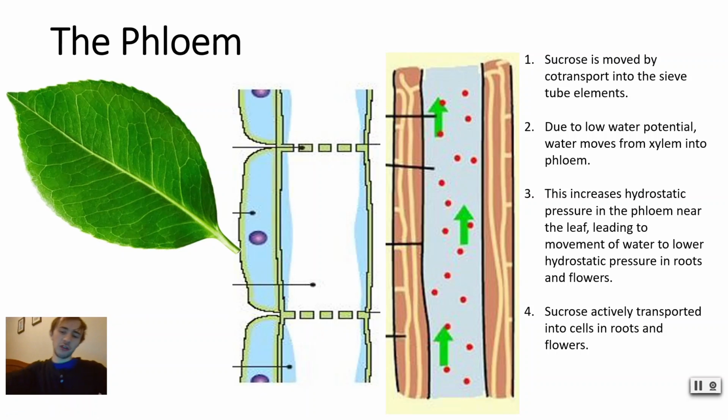It is then actively transported into cells in the roots and flowers, and it's going to be used for respiration, for growth, for creation of cellulose. This kind of idea for storage.